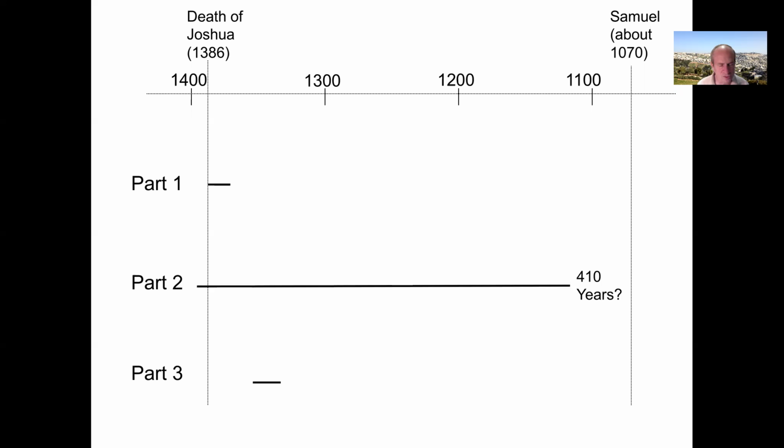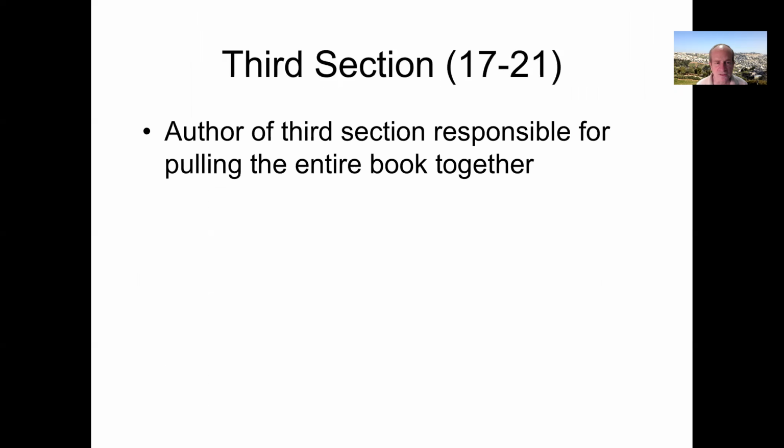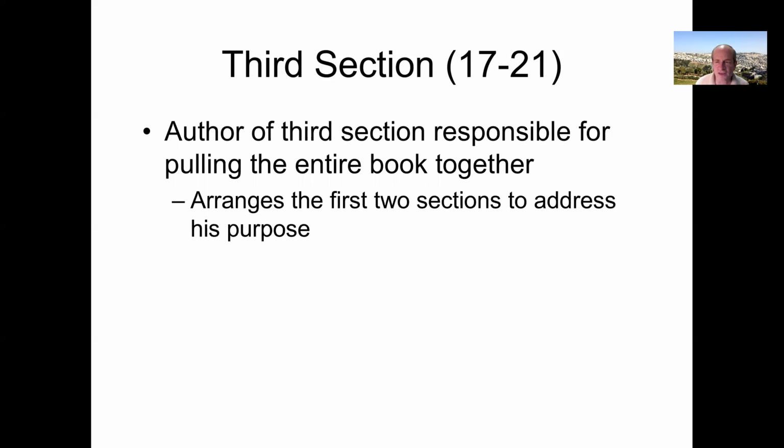Part three goes back close to the beginning of the period of Judges, and it lasts for just a little while. So we're going to talk about part three first, because once you're finished with part three, you're finished with the book, and that tells us really when the book was written. The author of the third section was really responsible for pulling the entire book together. He arranges the first two sections in a way that addresses his main purpose.